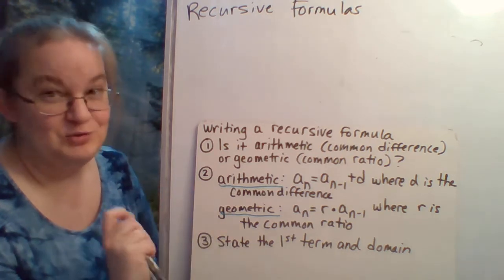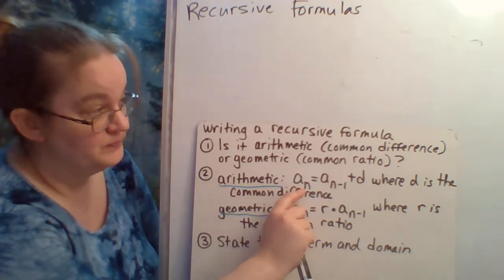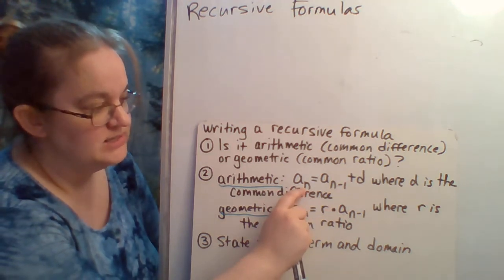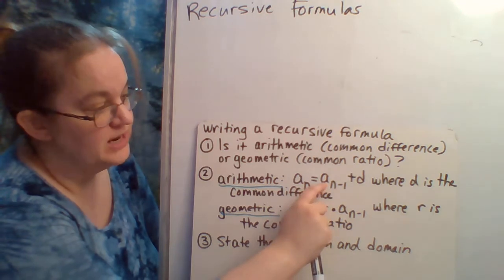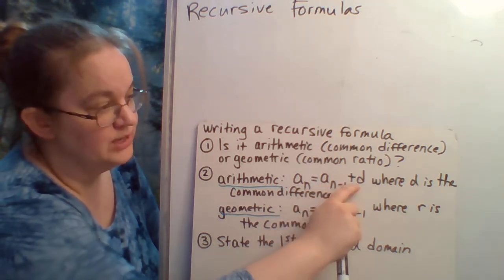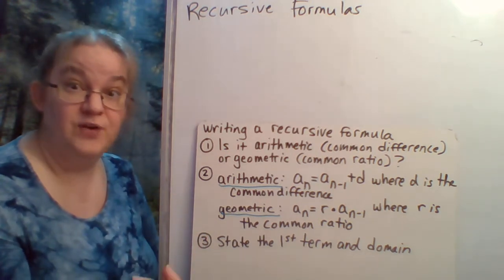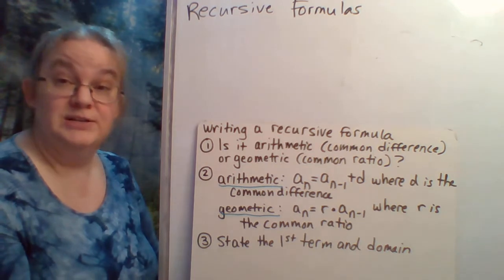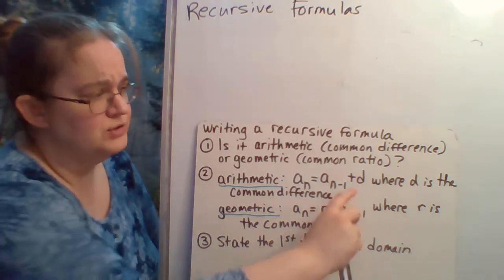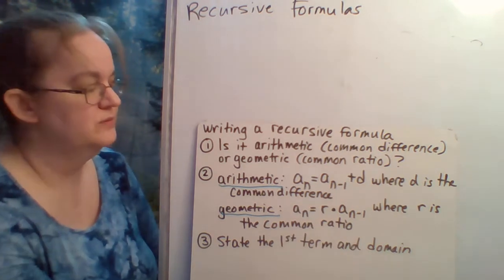And then you have a formula for that. So for arithmetic, you have to write a recursive formula. It's a sub n, which is the nth term, equals a sub n minus 1 plus d. And d is just that common difference. So if the difference was 5, it would just be plus 5. If the difference was, say, negative 2, you could do plus negative 2, or you could do minus 2. Either one would be equivalent.